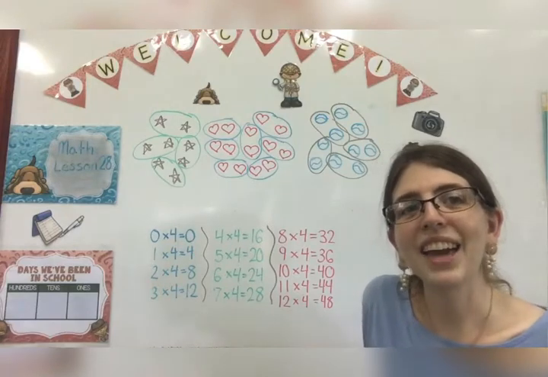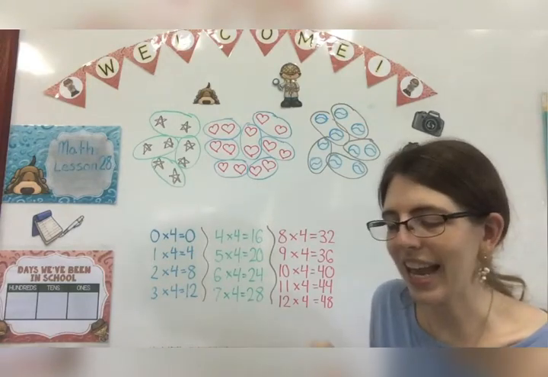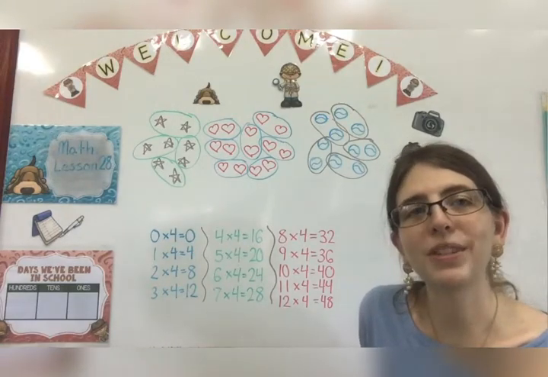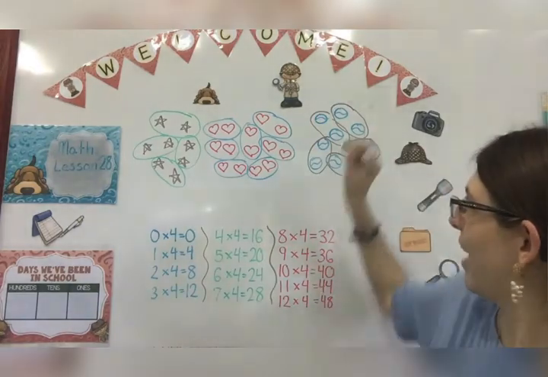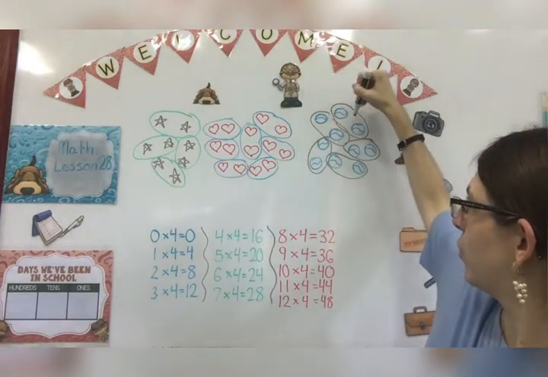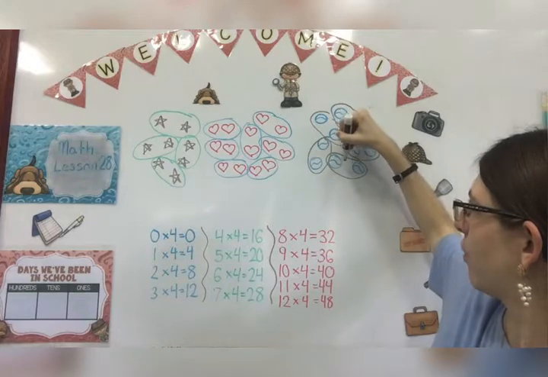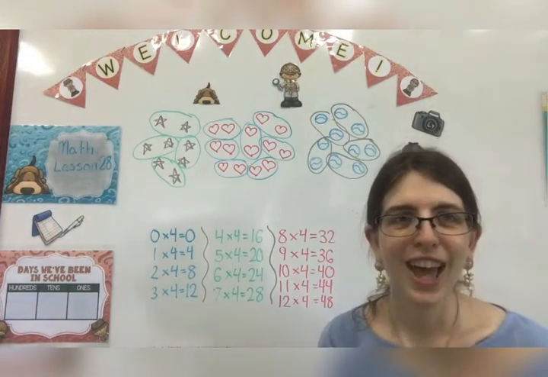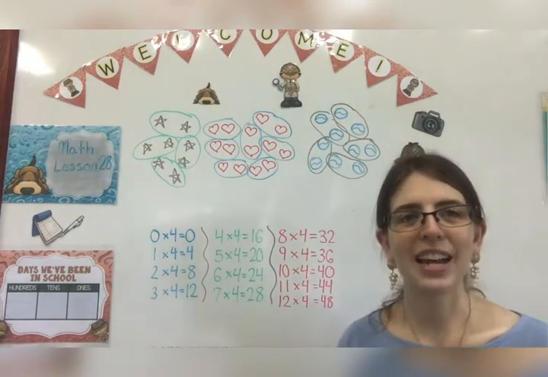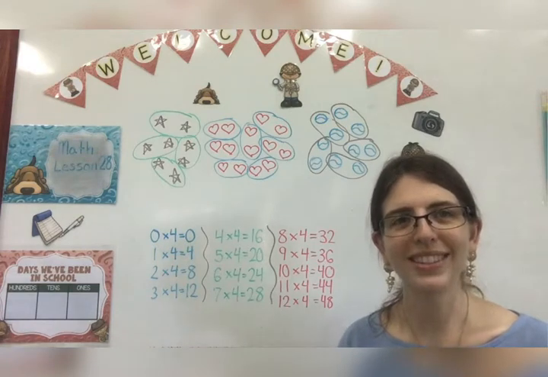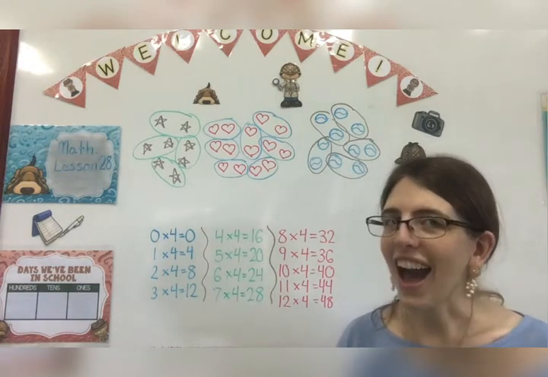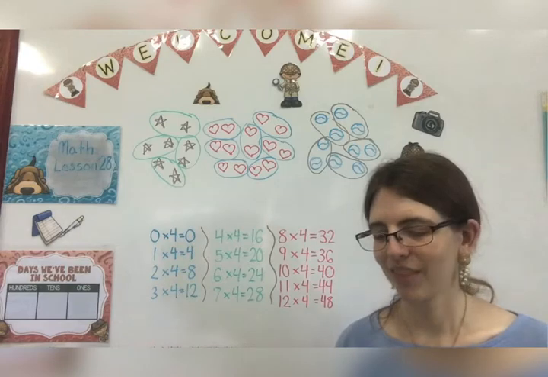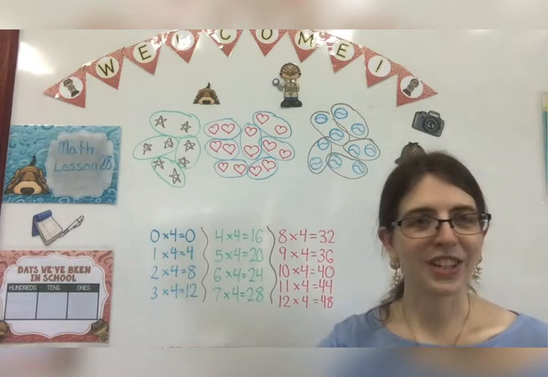Okay, I have 10 marbles in all, you have 10 animals in all. How many groups did you come up with? Let's count them. 1, 2, 3, 4, 5. So 10 divided by 2 equals 5. Very good. Okay, that is section 1.